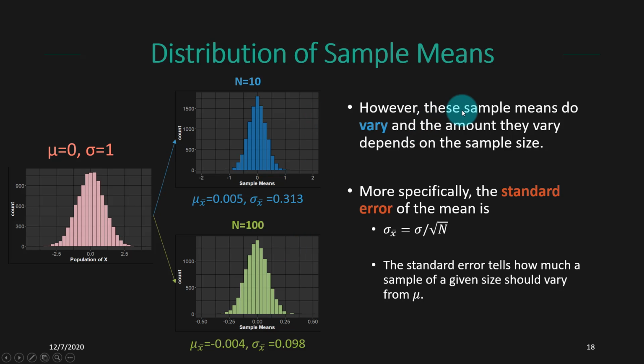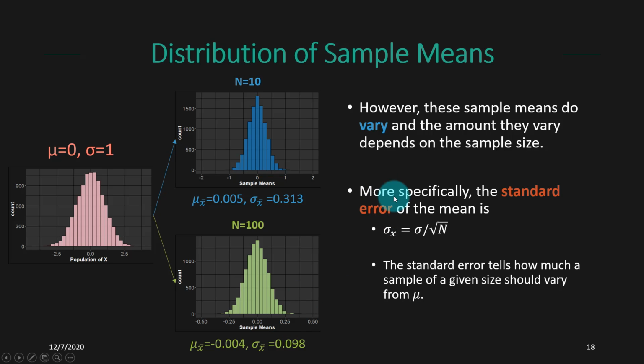However, like we said, these sample means do vary, and the amount that they vary appears to depend on the size of the sample. You can see the variance when n equals 10, our distribution is roughly between -1 and +1, versus the distribution when n equals 100, when the distribution is between -0.5 and +0.5.